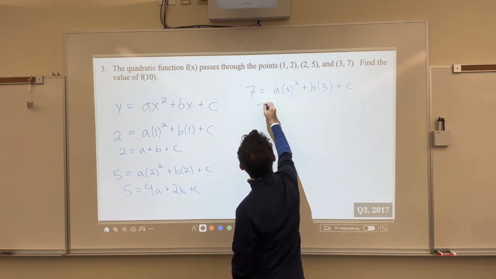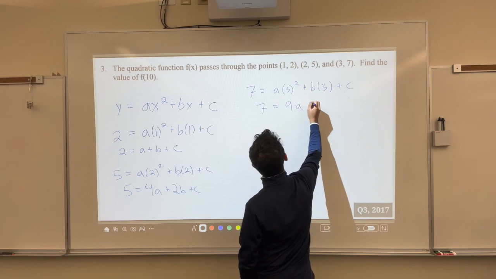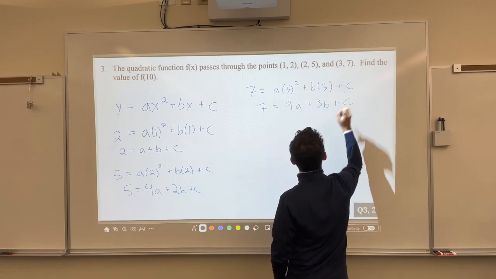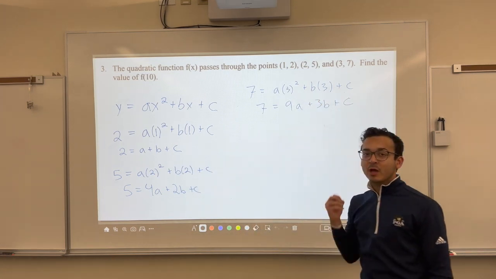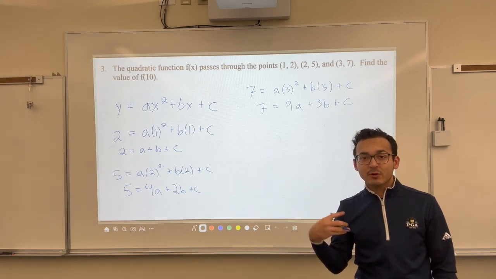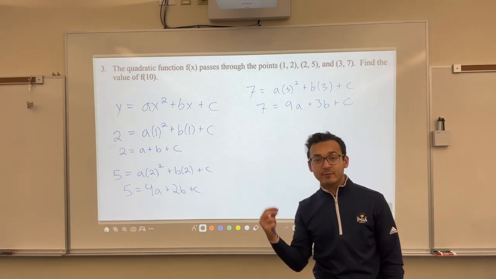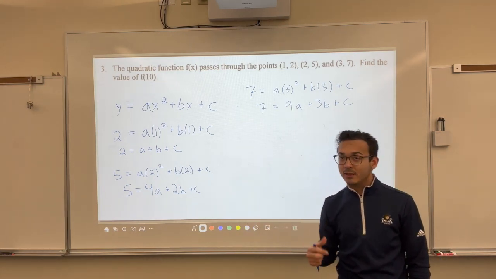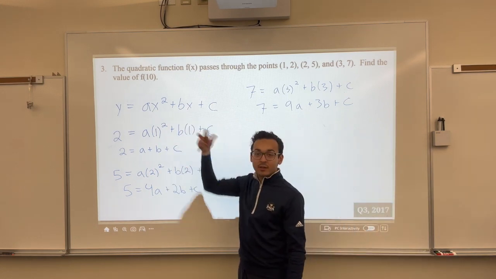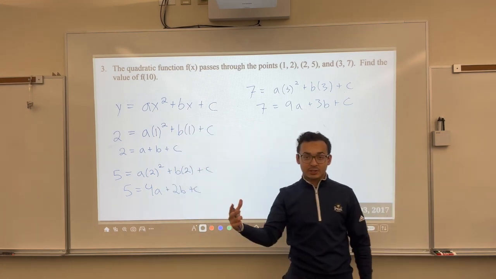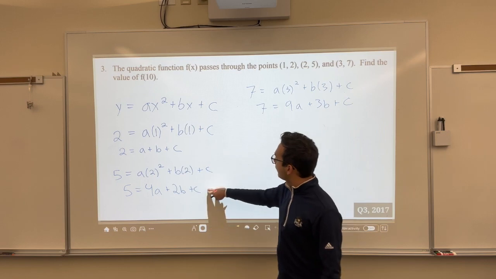So we would say that 7 is equal to 9a plus 3b plus c. What are we left with? A 3 by 3 system of equations in which we are solving for a, b, and c. Exactly what we need to solve for our function. So let's start. Let me bring this equation up here.